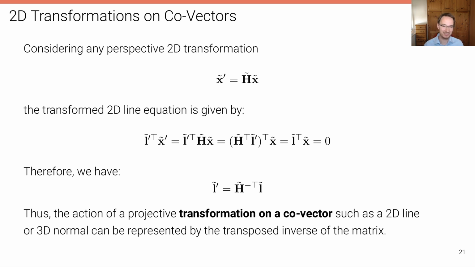Therefore, we see that the action of a projective transformation on a covector such as a 2D line or 3D normal can be represented by the transposed inverse of the original matrix that is transforming points, and can be easily obtained and applied.